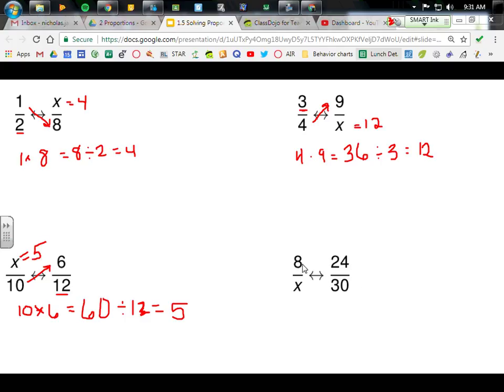Final proportion. So we're going to do 8 times 30, which is 240. We're going to divide that by our leftover number, 24, to get a value of 10.